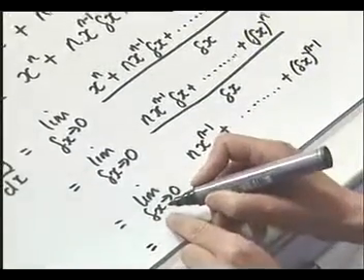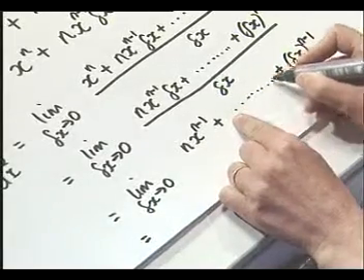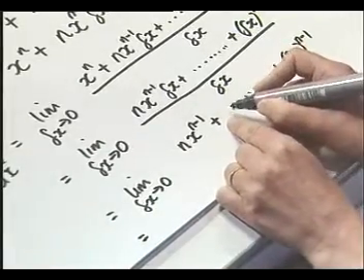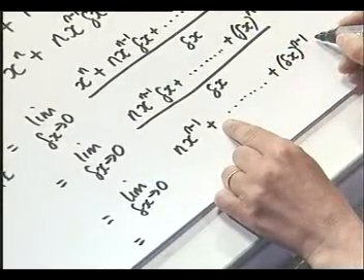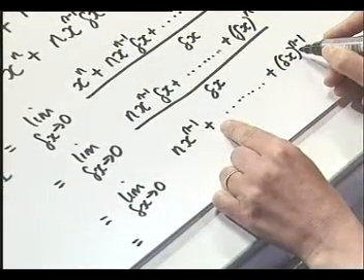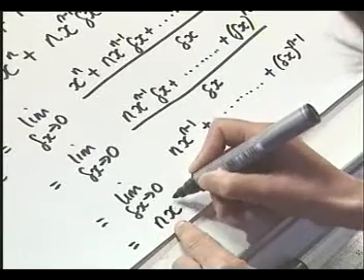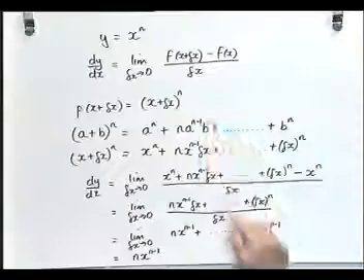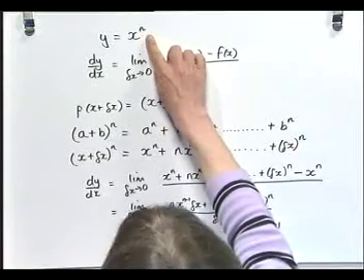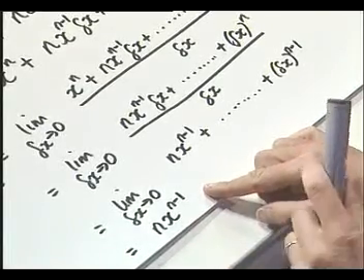So when we actually take the limit as delta x approaches 0, all of these terms are going to approach 0. They've all got delta x in them, so they'll all be 0. So our derivative is just n times x to the power of n minus 1. So our derivative of x to the power n is n times x to the power of n minus 1.